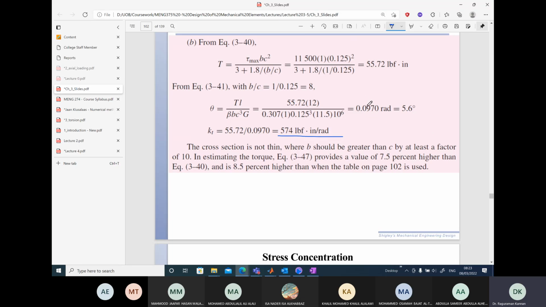Because the angle of rotation here is less than 1, a very small value, there will be a huge difference in the values of KT calculated.